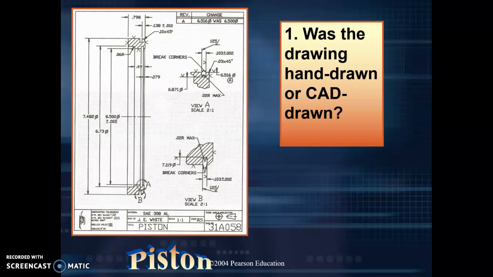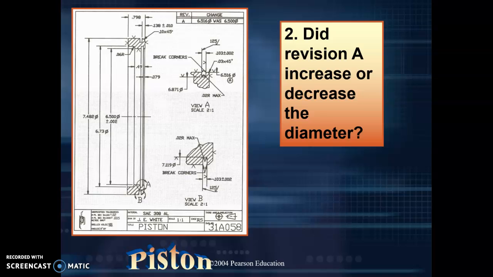If we were to look at this drawing and take a guess as to whether it was made by CAD or by hand, what would you guess? I would definitely say CAD, if for no other reason than the text. Hand-drawn drawings can usually be spotted by the text. Okay, let's talk about revisions again. Did revision A increase or decrease the diameter? We can see up here that it is now 6.516, and it was 6.5, so that's an increase.